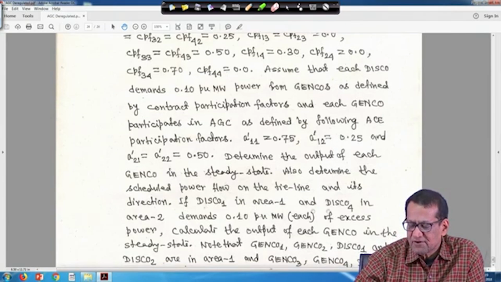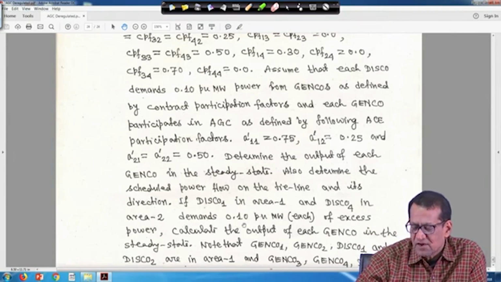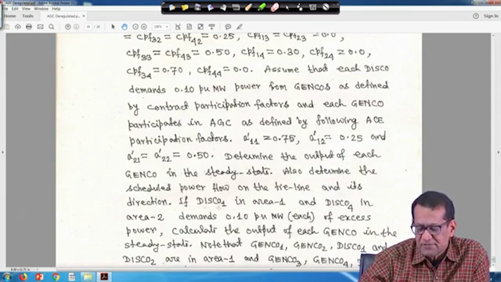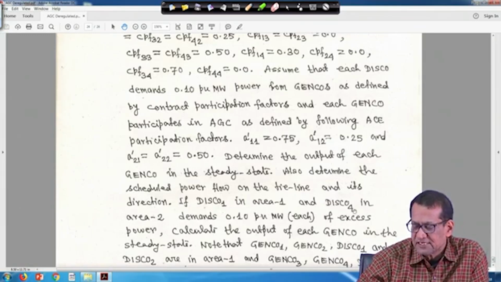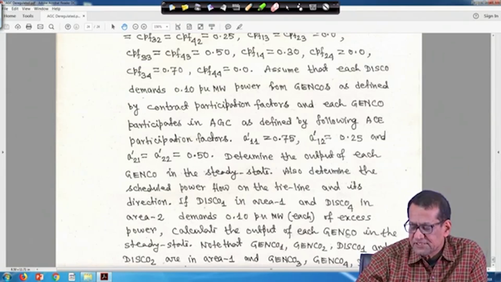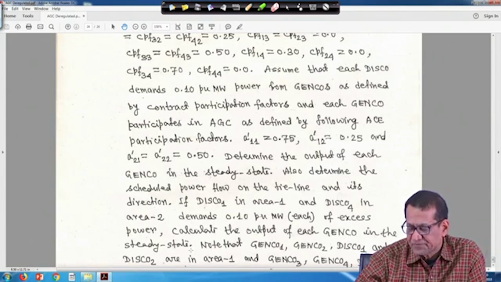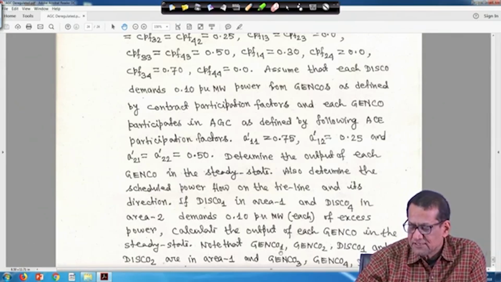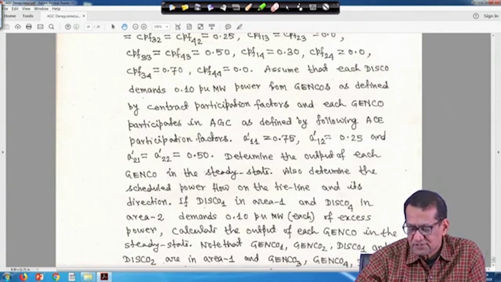If DISCO 1 in area 1 and DISCO 4 in area 2 demand 0.10 per unit megawatt each of excess power, that is uncontracted power demand, that is delta PUC 1 will be 0.1 as well as delta PUC 4 will be 0.1, right. Calculate the output of each GENCO in the steady state. So, note that GENCO 1, GENCO 2, DISCO 1 and DISCO 2 are in area 1 and GENCO 3, GENCO 4 and DISCO 3, DISCO 4 are in area 2, right.